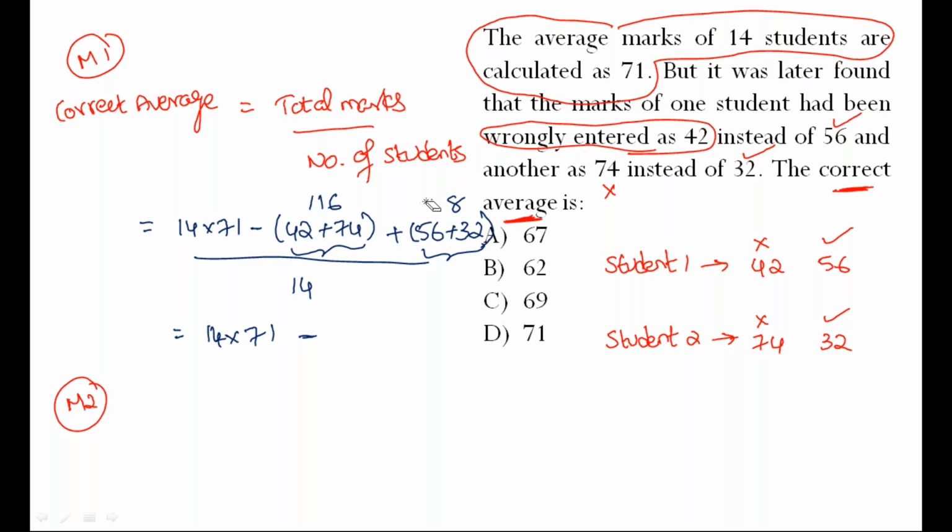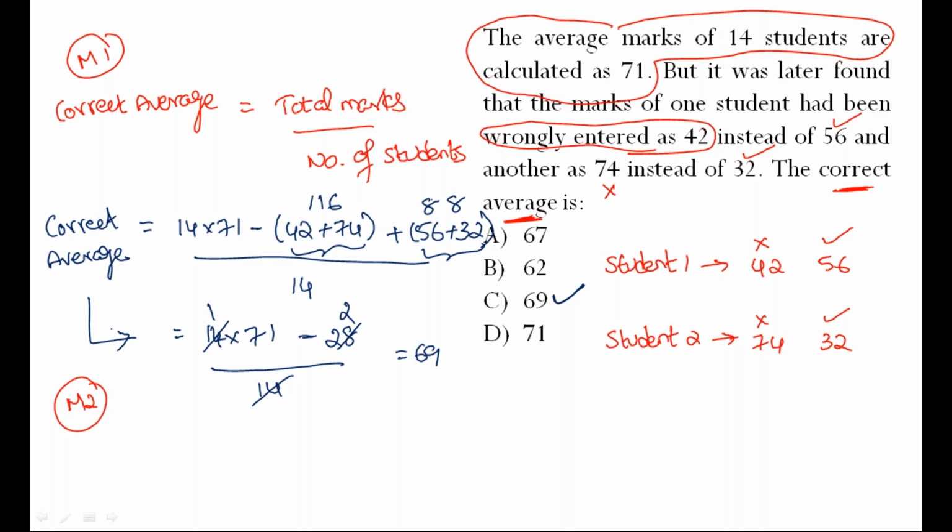Now this is 88. Minus 116 plus 88 will give you, what is that? It's nothing but 28, right? Fine. Divided by 14, the average is 71 minus 2, it's 69. Correct average is 69. So you corrected from the total marks: the wrong marks are removed and you are replacing them with the correct marks. This is method 1.